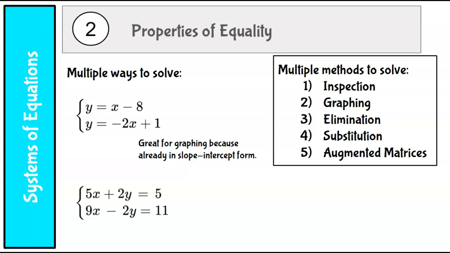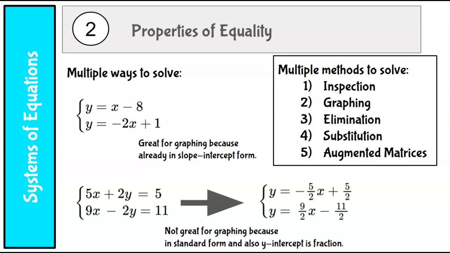for better methods. This one is great for graphing because it's already in slope-intercept form. This one, however, is not already in slope-intercept form. I could put it in slope-intercept form, but it's not great for graphing because when it's in slope-intercept form, the y-intercept is a fraction, which makes it difficult to graph. So we need to pivot, and we need a new method to solve this. And that's where elimination comes in. This one is set up beautifully for elimination.